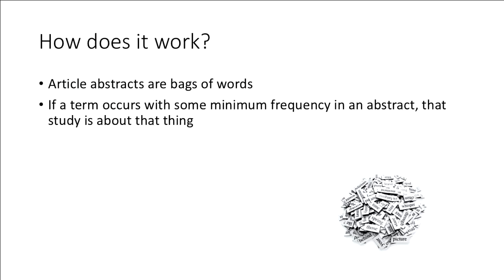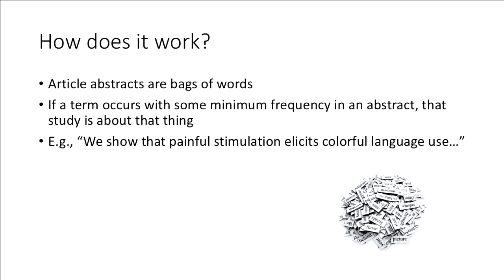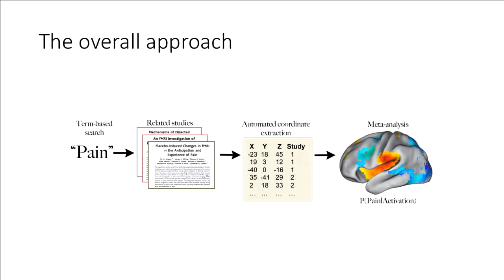And so if a term occurs with some minimum frequency, which happens to be once, in an abstract, then the study is about that thing. So if the phrase, "we show that painful stimulation elicits colorful language use," occurs in the abstract, congratulations, you now have a study that is about pain and language and colorful, right? All those things. Clearly, this is not a sane assumption. If you really wanted to make strong claims about the world, this is not how you should be drawing conclusions.